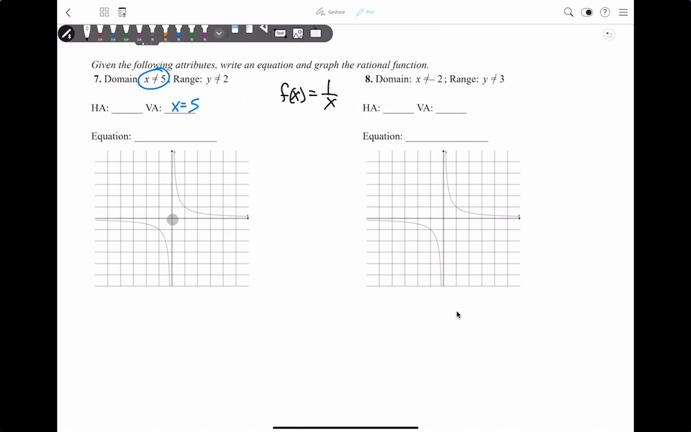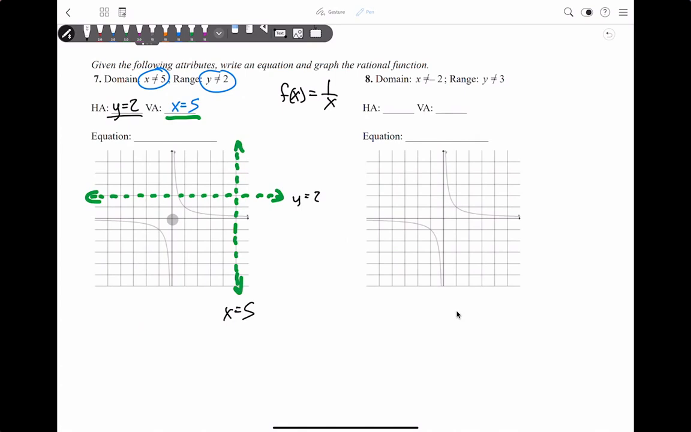And we want to shift 5 units to the right. So 1, 2, 3, 4, 5. Here's our vertical asymptote of what we just wrote down. And then it says the range is not 2. So if the range cannot be 2, if a y value cannot be 2, then that's where the horizontal exists. Okay? At y is equal to 2. So we have y is equal to 2 as our horizontal asymptote. So y equals 2, x equals 5. And that's what we know from the domain and range of what it could not equal.